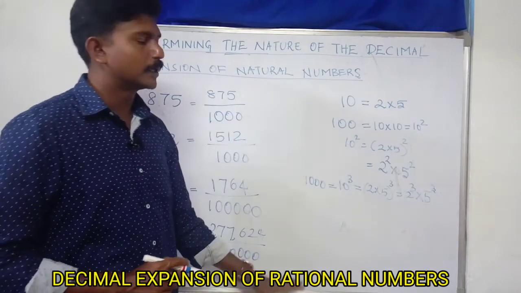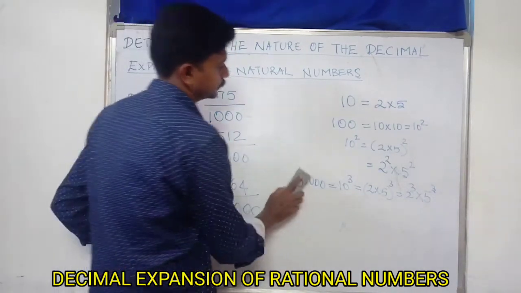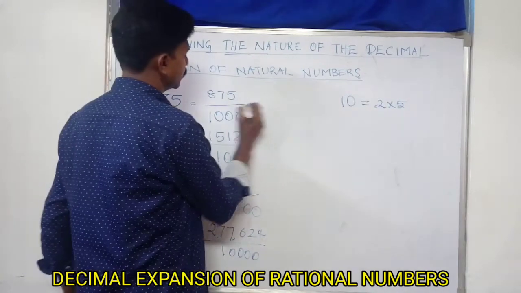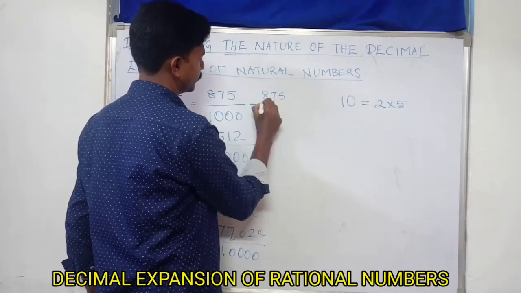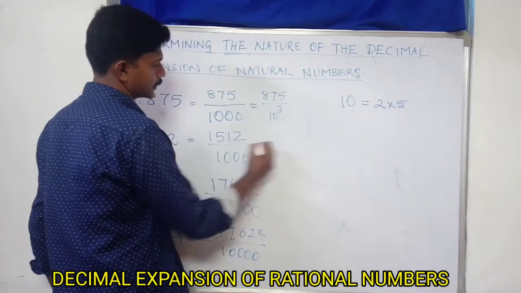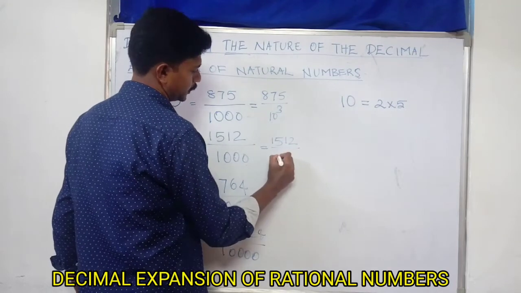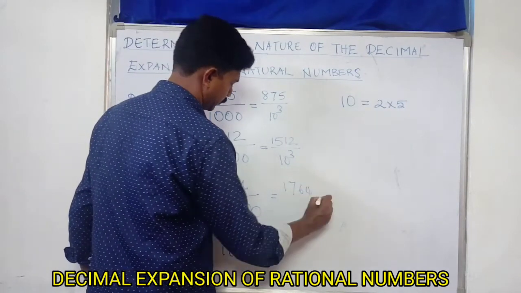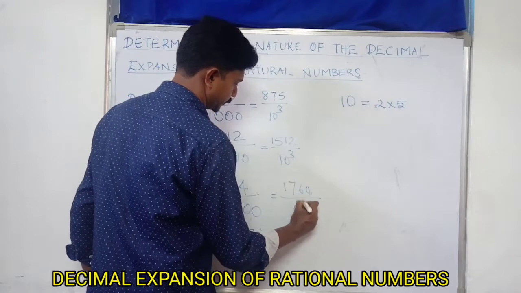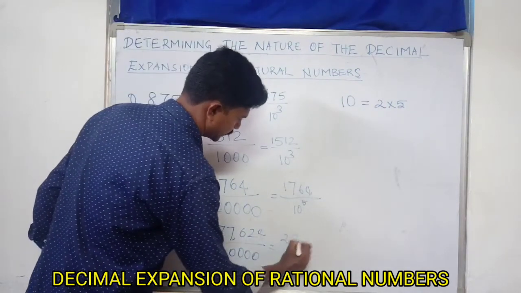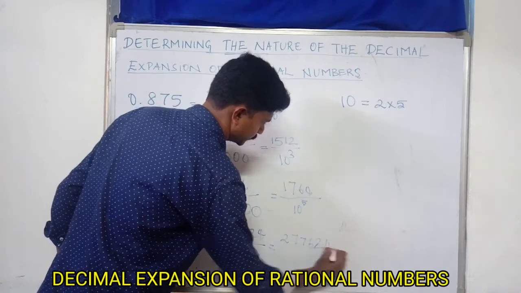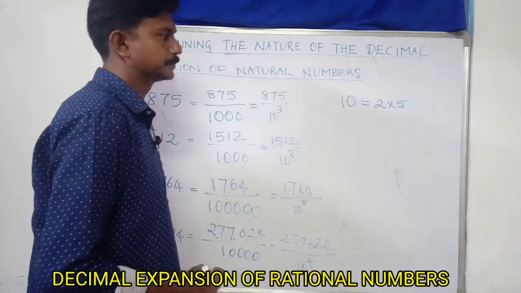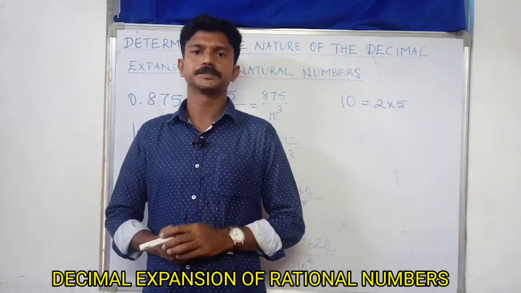So now we can write these numbers with the denominator part done. 875 upon 10 cube. 1512 upon 10 cube. This is also 1000. This is 1 lakh, so 1764 upon 10 raised to the power 5. And this one, 2,77,624 upon 10 raised to the power 4.